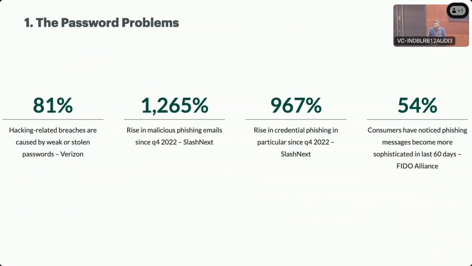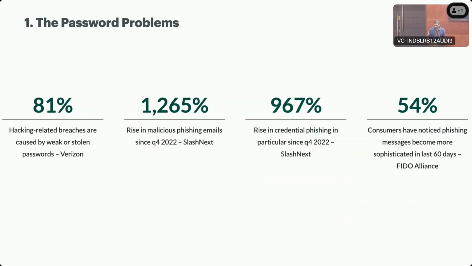Then there is a survey that says phishing emails have increased 1,265% since Q4 2022. That is the Corona time. And credential phishing, where they want to take your credentials: they send mails, and if you have similar-looking sites, you enter your username and password there, and they take those credentials. That has increased 967% since Q4 2022.